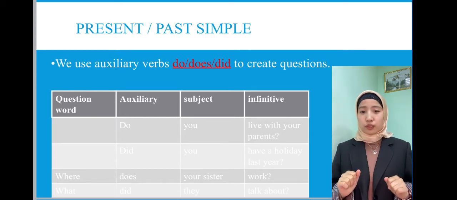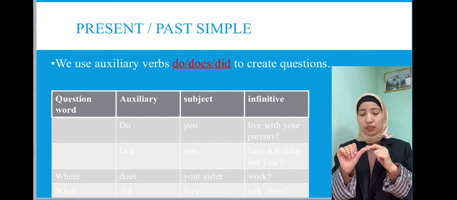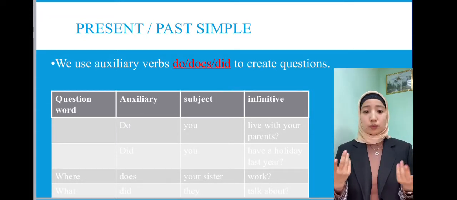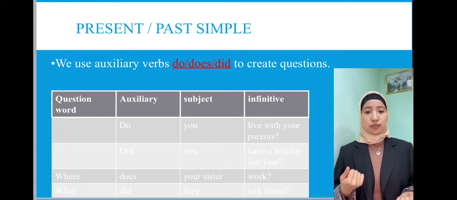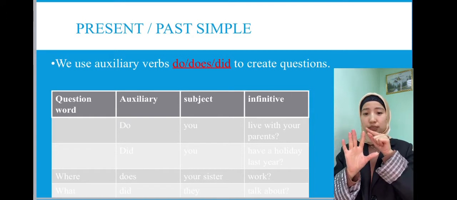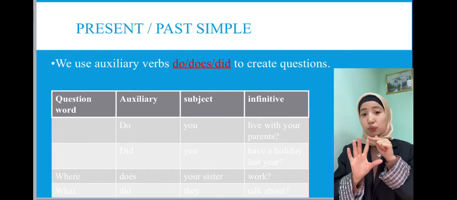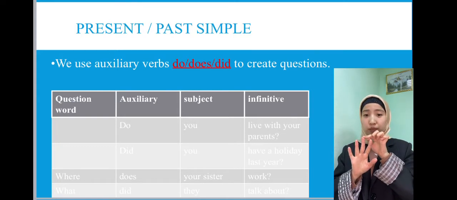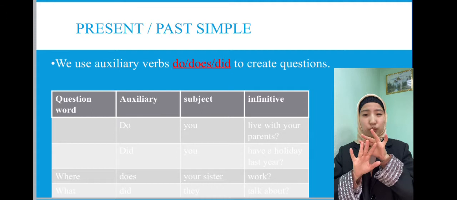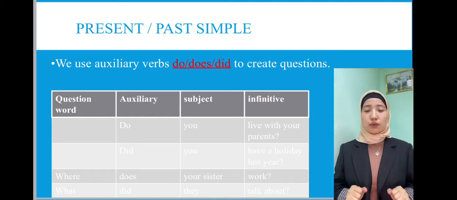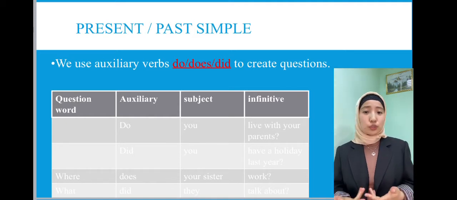Or what do you do? And about past simple. The structure of this tense will be like this: question word, then the auxiliary verb did. We use did for all persons. Then subject, main verb without any ed or second form. Then other components. For example, what did you do yesterday?